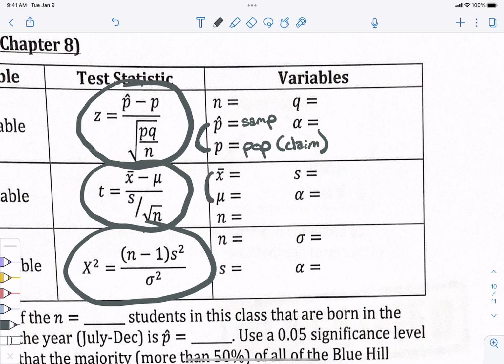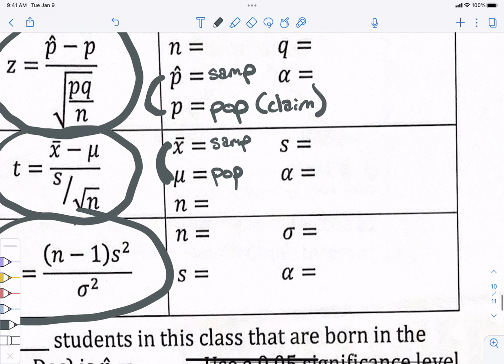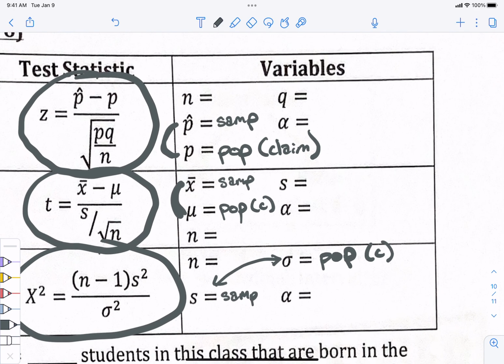Go down to the next one. What's the difference between X bar and mu? X bar is the sample, mu is the population. Which one goes with the claim? Population. That's always the claim. This one, S and sigma. Which one's the sample? S. And the population is sigma. And which one goes with the claim? You always label it with sigma, right?